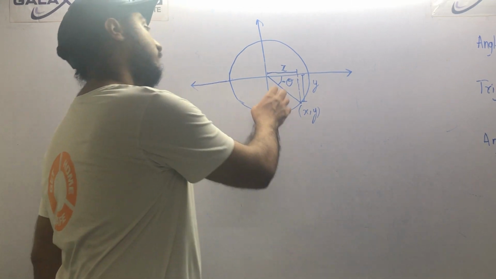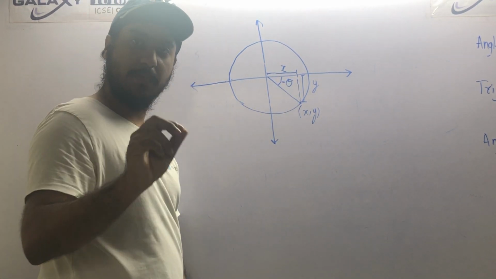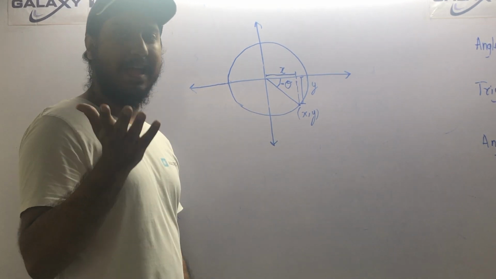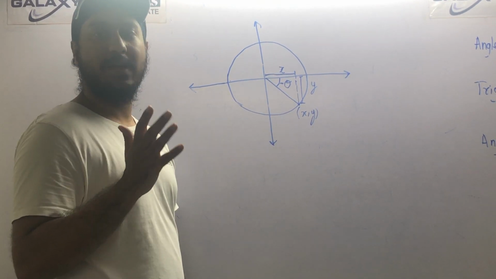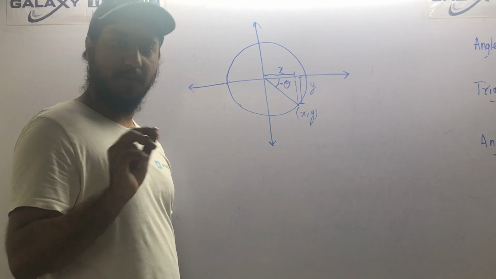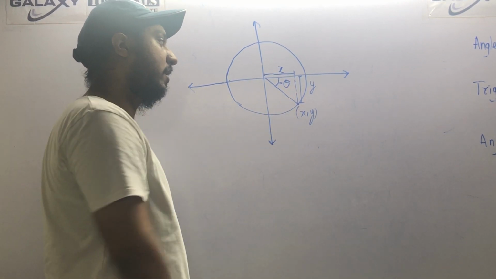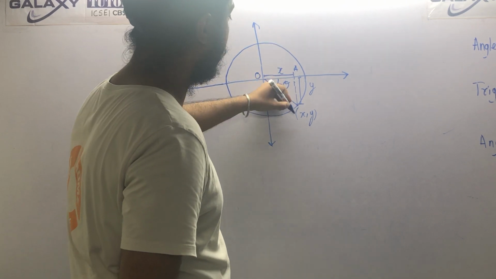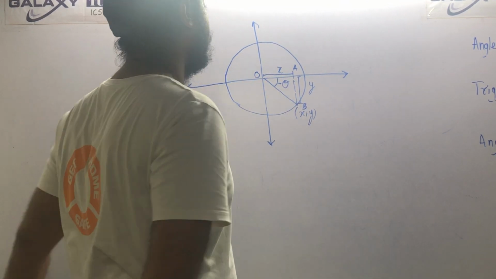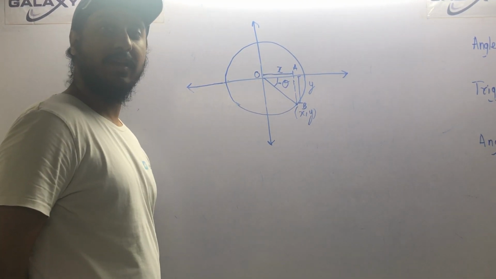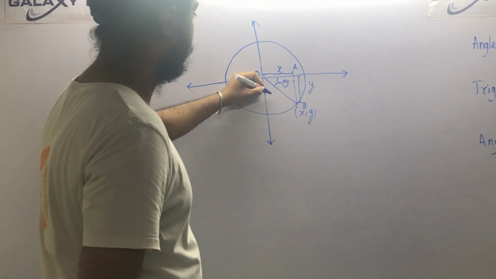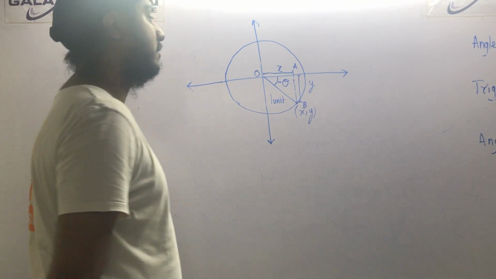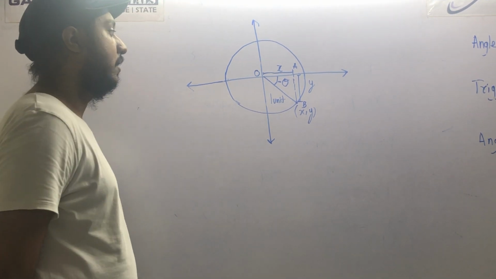See, in all the questions first we have to make a triangle. That is the most basic thing. In case the angle is greater than 90 degree, how will you make the triangle? You will use the concept of reference angle. So always you have to make the triangle first. So I will name this triangle as OAB. Now this triangle has a radius of 1 unit.